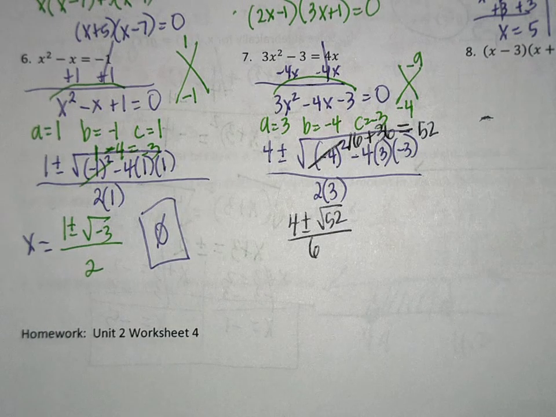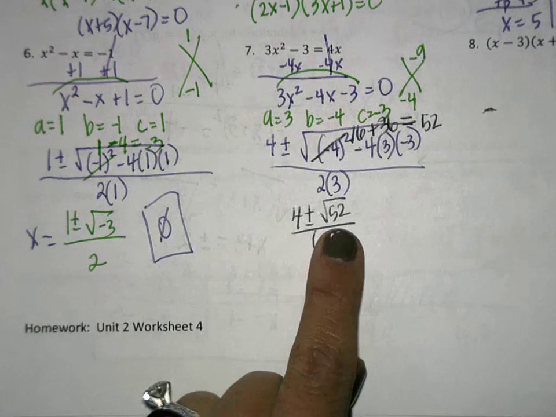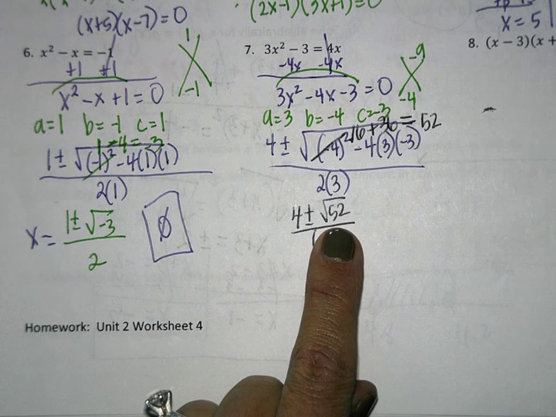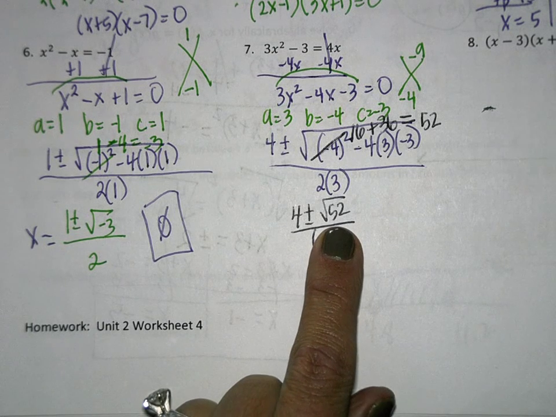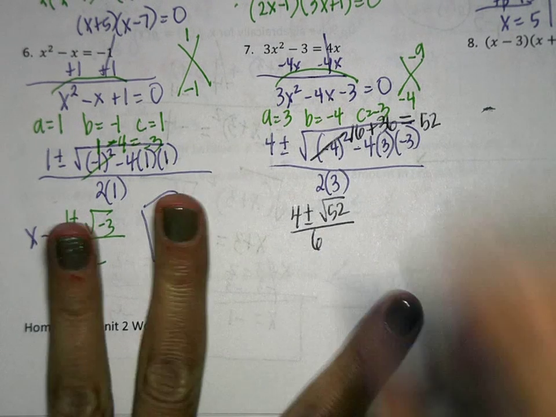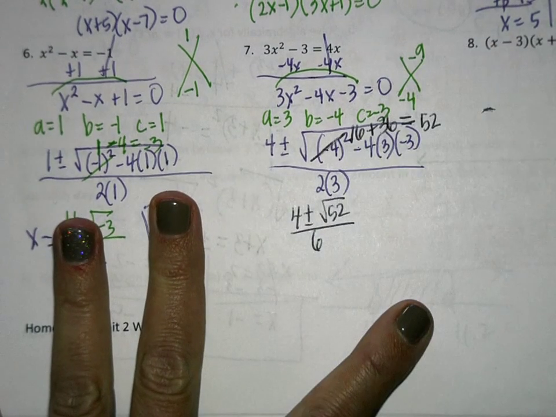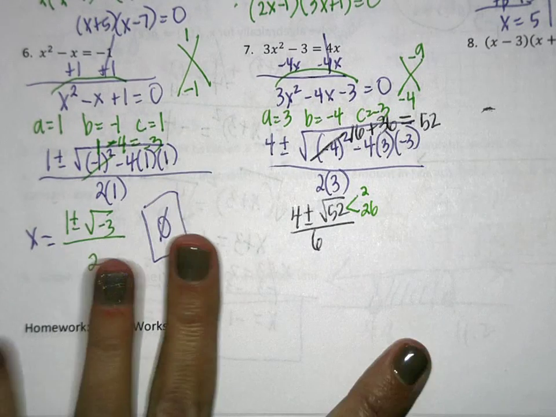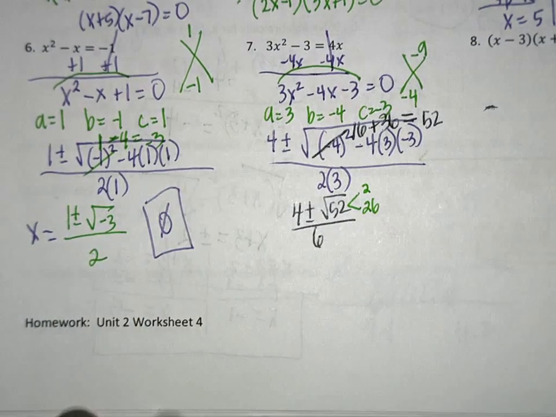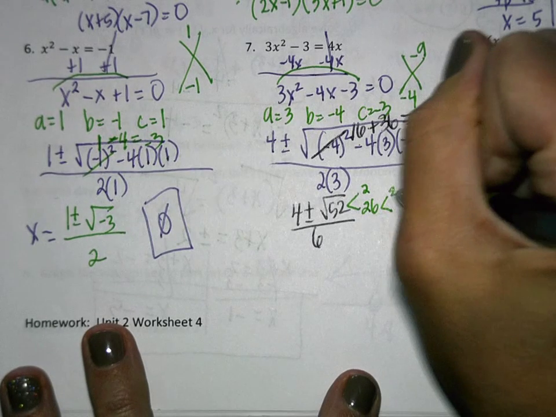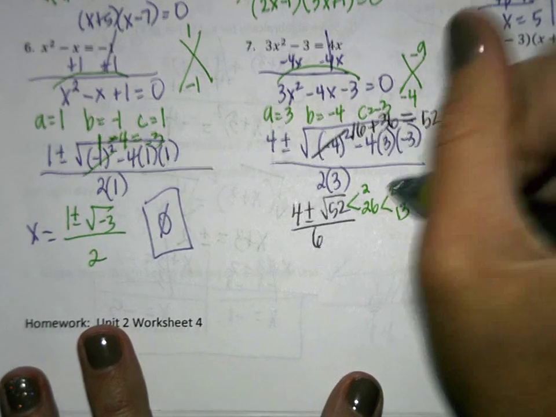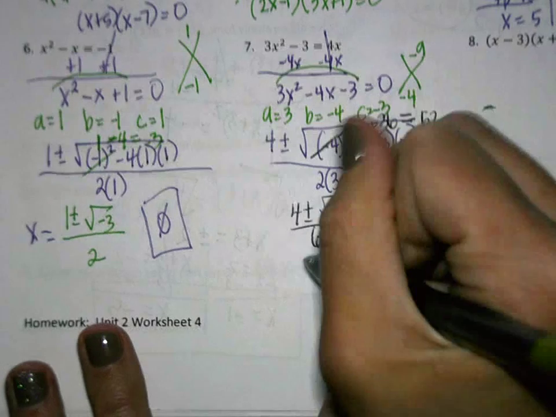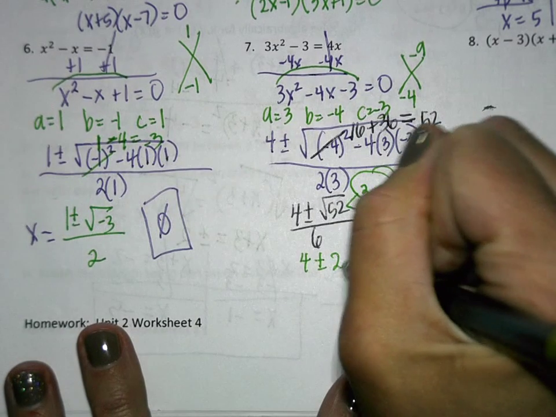Okay, if you can break down your root, you want to break it down. So anytime a number ends in an even number, I know that it's divisible by what number? 2. So this breaks down into 2 and 26. Can 26 break down further? Yes, 2 and 13. So I end up with a pair of 2's and a 13 left over. So this is 4 plus or minus 2 root 13 all over 6.